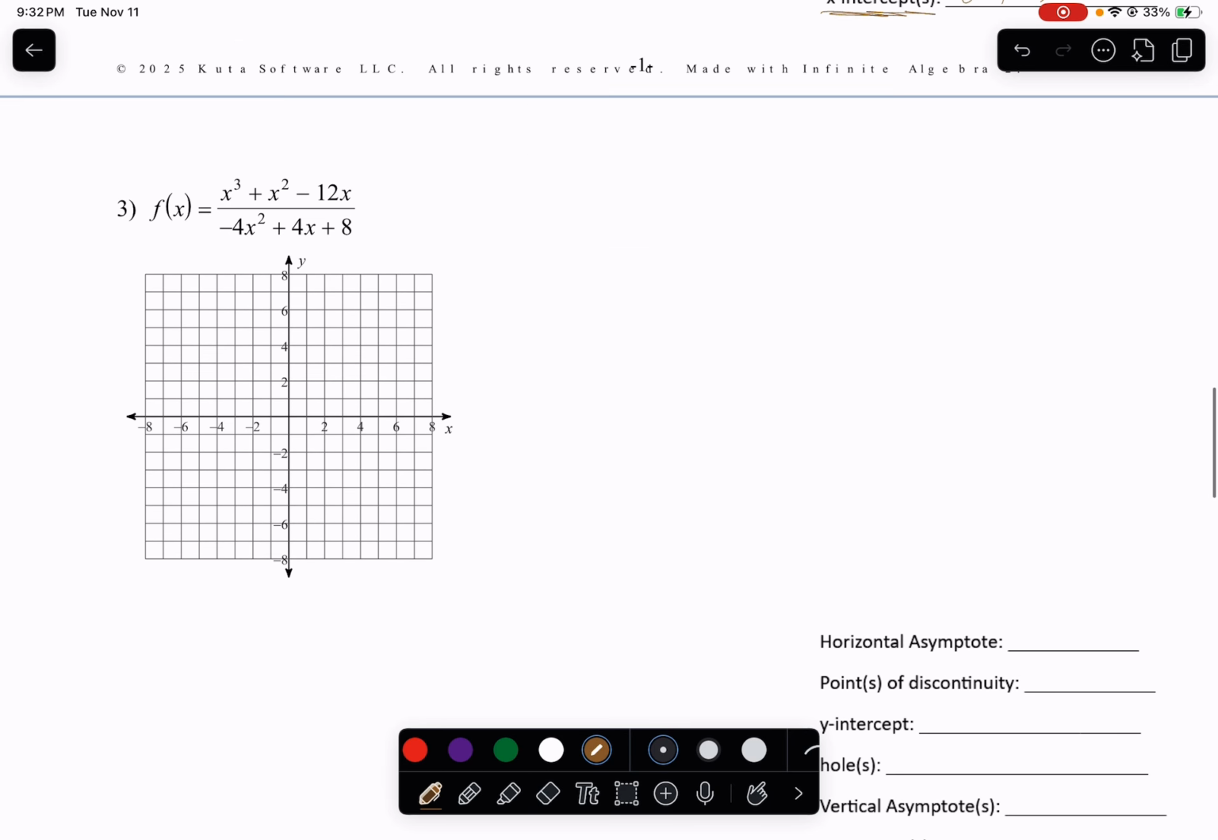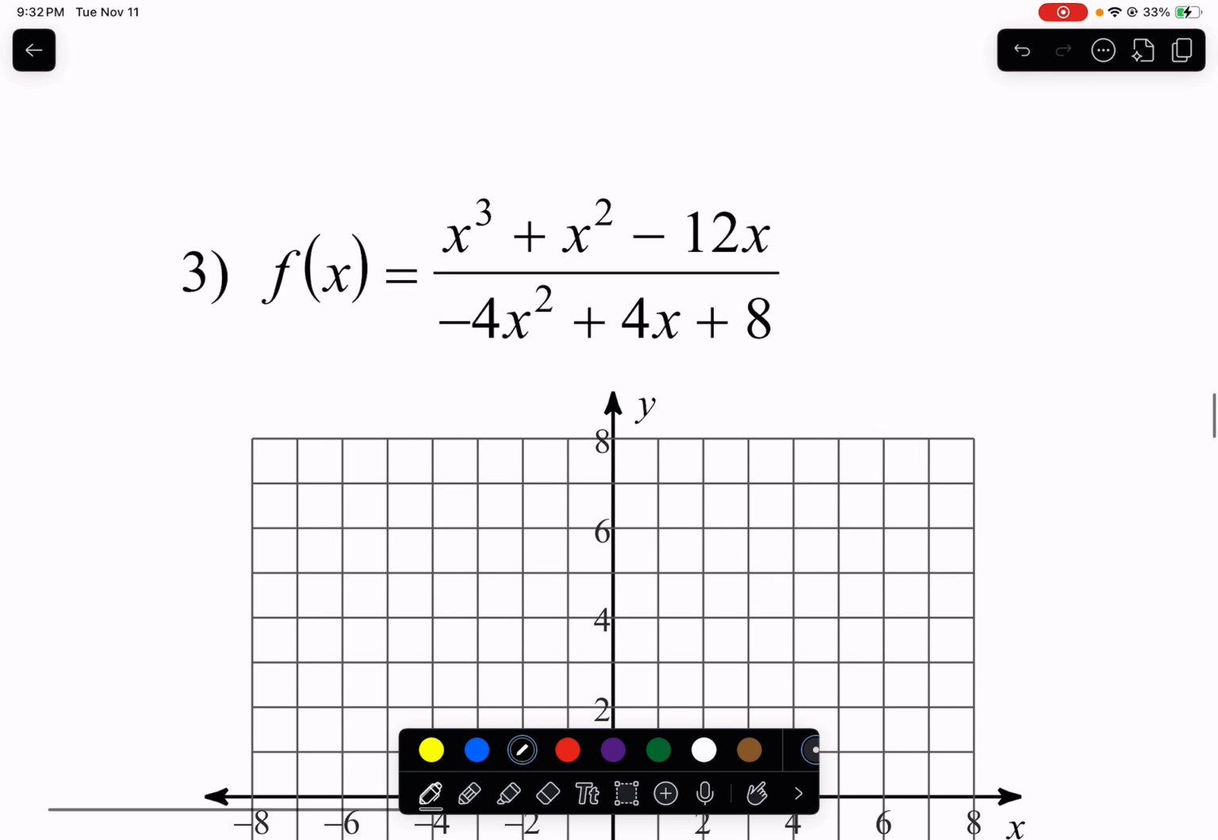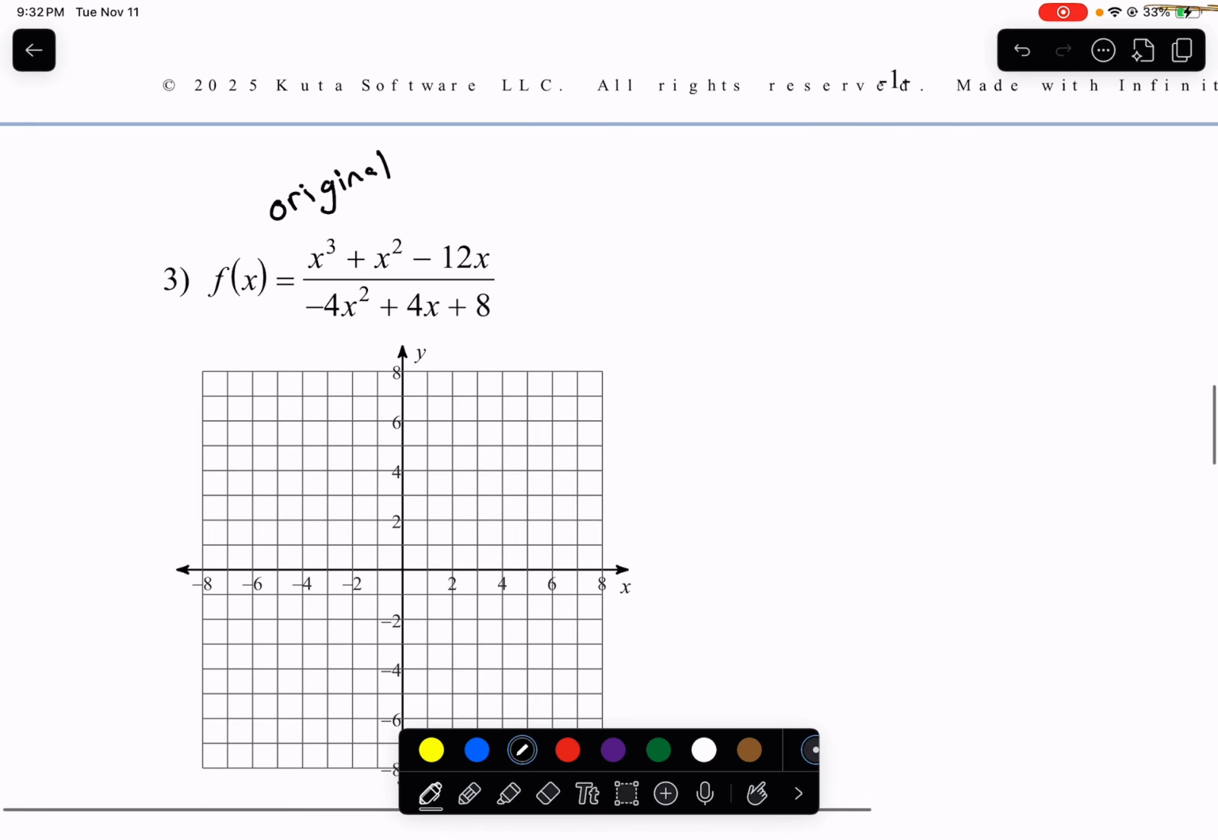All right, next one. So again, we have our simplified version. No, we don't. I'm sorry. You can tell it's getting late and I am getting tired. Okay, we have our original. So now we need to get to our factored form.